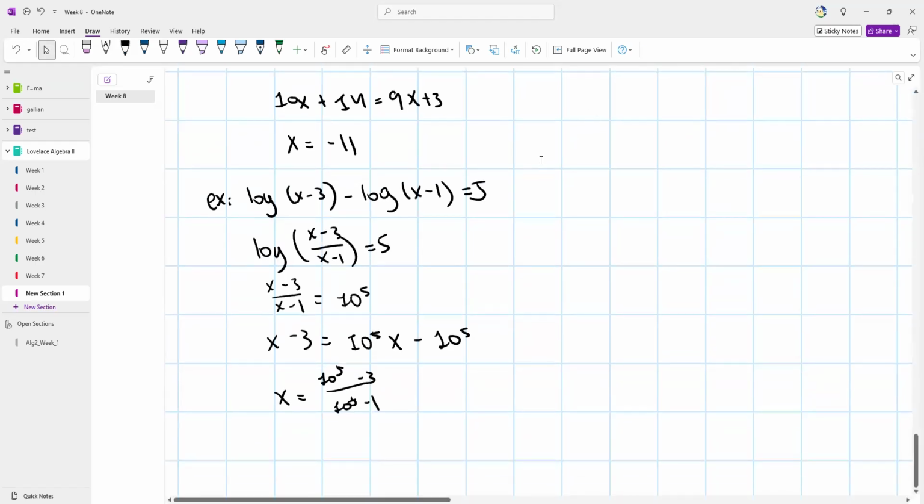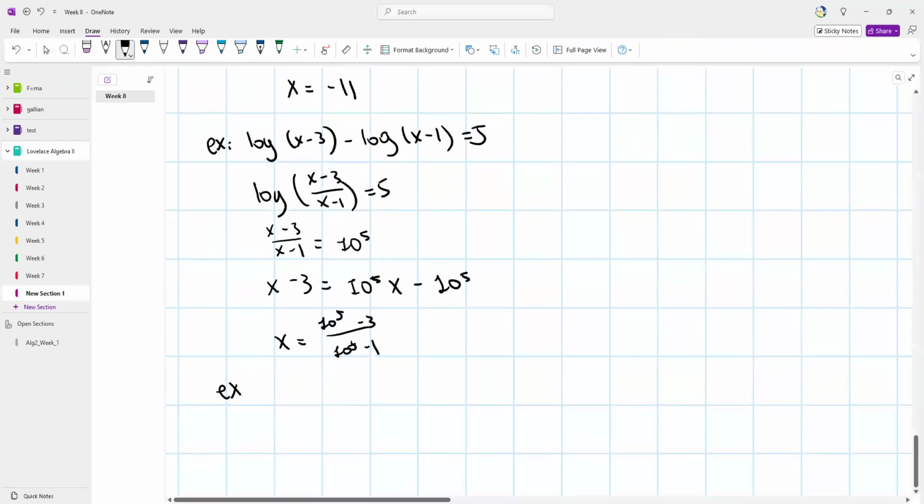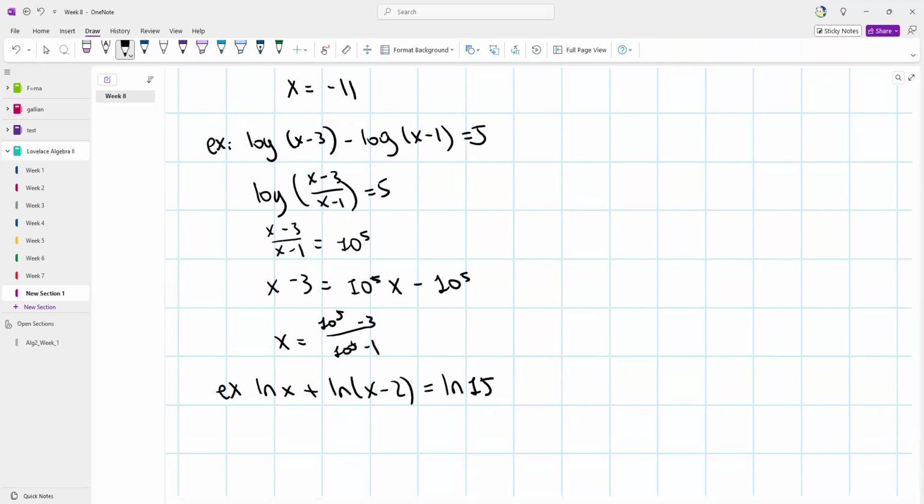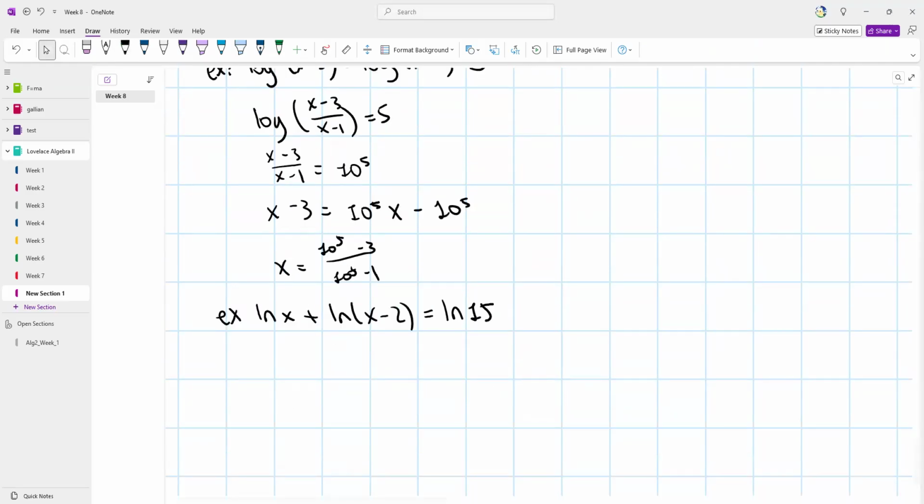So yeah, I guess we can just keep solving problems. Another problem is: if you have ln x plus ln (x minus 2) is equal to ln 15. Maybe you guys have time to do that.